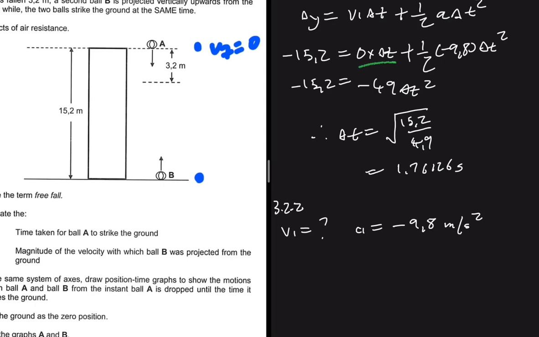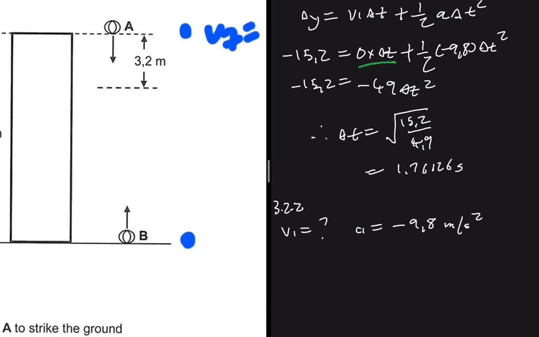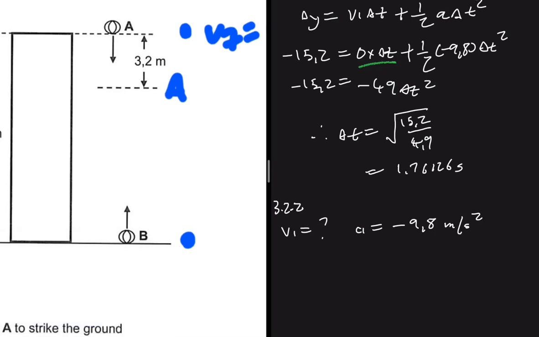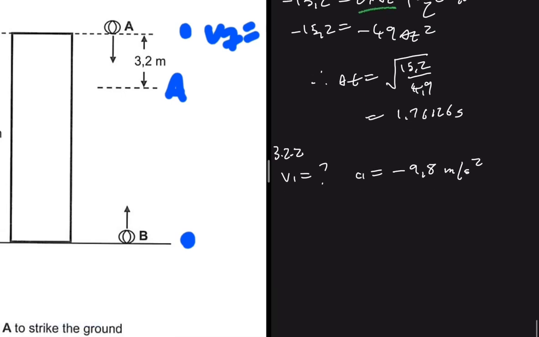Because we are told that ball A and ball B strike the ground at the same time. But when ball A was at this point, that is only when ball B was projected upwards. So we can say that the total time of ball A minus the time taken by ball A to go from maximum height to 3.2 meters below the maximum height will give us the time for ball B. Right, so let's go ahead and do that.